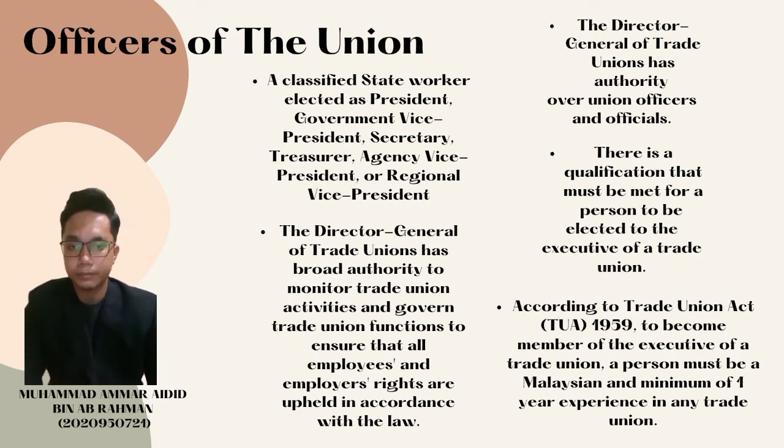Officers of the Union. A classified state worker elected as President, Vice President, Secretary, Treasurer, Agency Vice President or Regional Vice President has specific duties and is authorized to act on behalf of the Union and administer this agreement according to a Union officer. The Director General of Trade Unions has authority over union officers and officials.